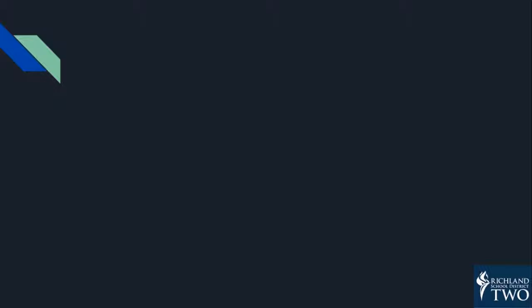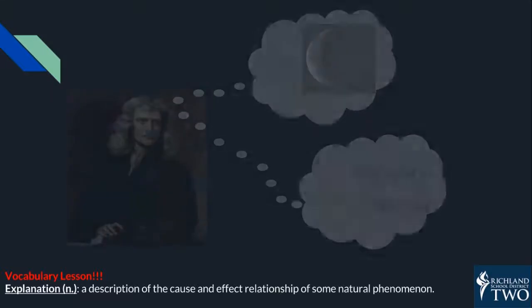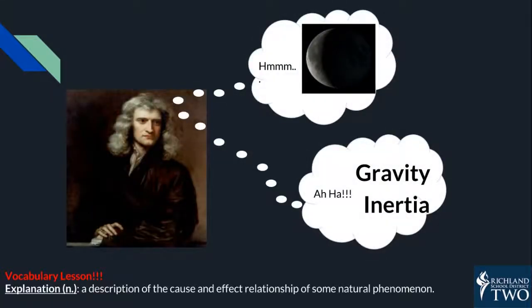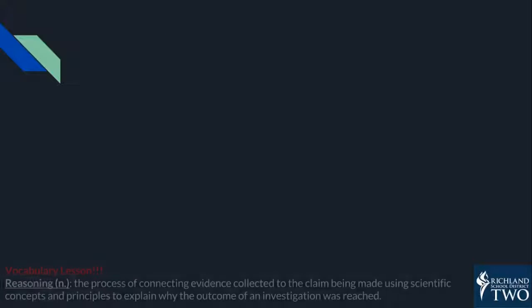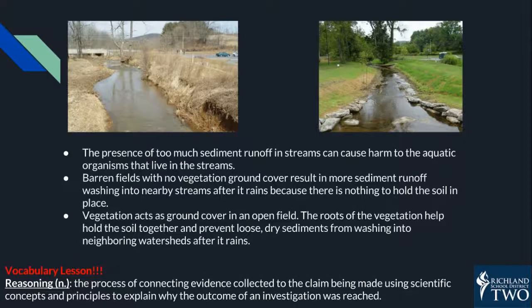Sometimes the scientist will need this information to help her construct an explanation of how or why something happens. Remember how scientists needed to know something about forces and gravity in order to construct an explanation about the phases of the moon? And sometimes she needs this information to help connect her claims to her evidence through reasoning. Remember how she needed information about runoff, sediment, and ground cover to support her claims about how the lack of cover was harming stream habitats?